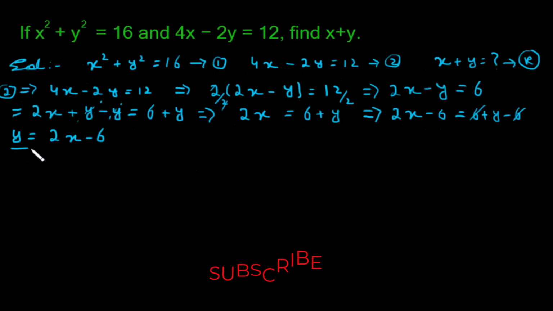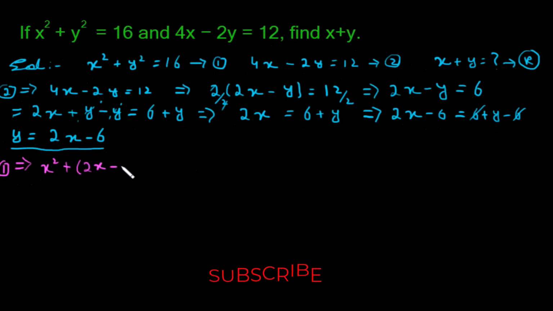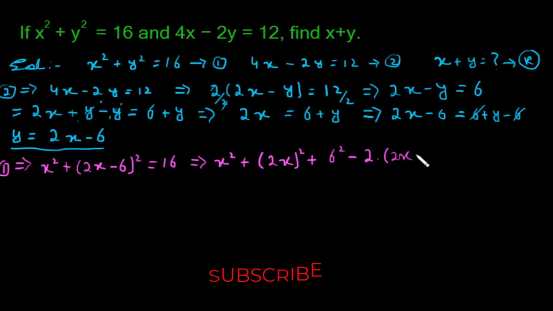Now this equation expresses y in terms of x. I will substitute the value of y into this quadratic equation. Let me replace y with 2x minus 6 in equation 1, so it would become x squared plus 2x minus 6 whole squared is equal to 16. Expanding, it is x squared plus 2x squared plus 6 squared minus 2 times 2x times 6, as I have used the identity, and here 16 will be as it is.